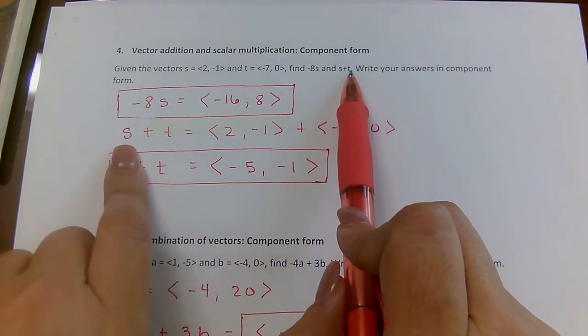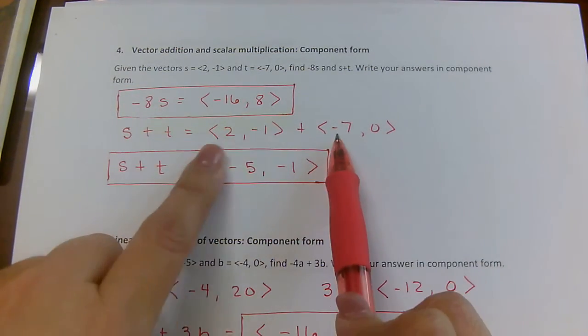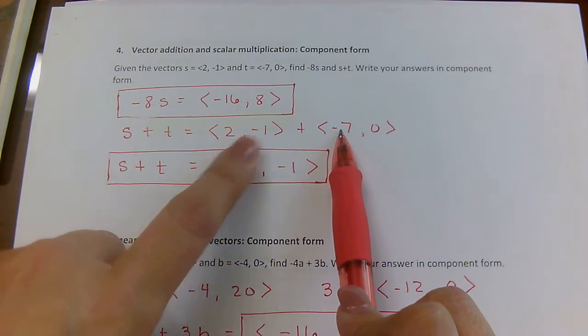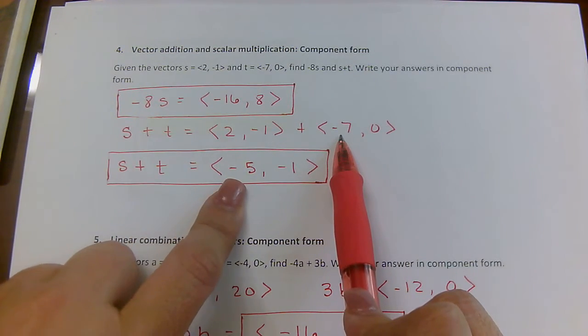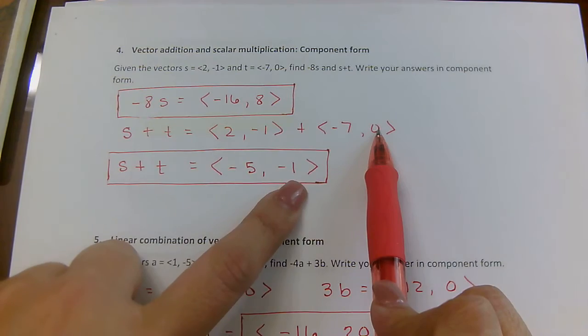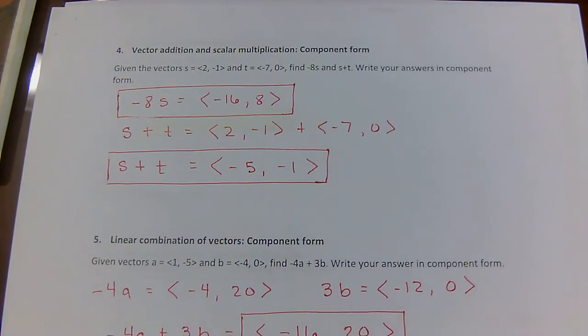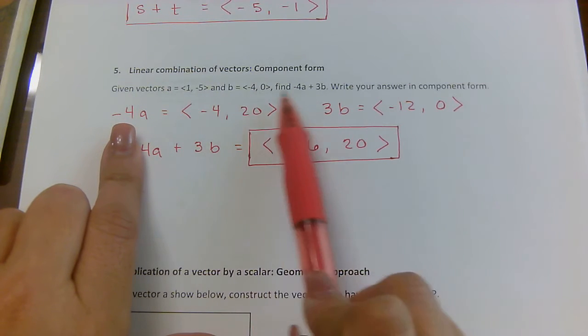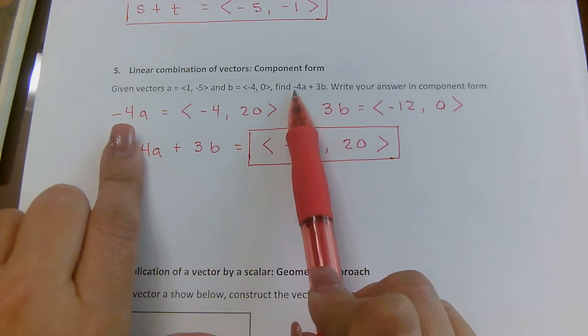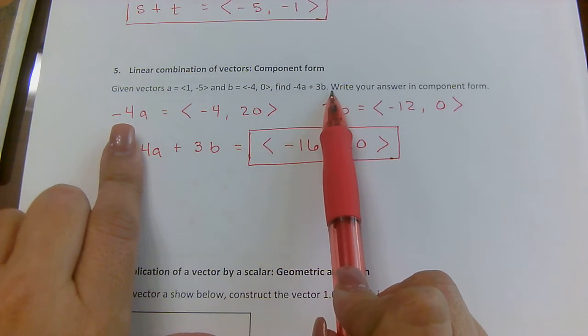When we're adding them, we're just going to add them straight. And all I'm doing is adding my X with the X and the Y with the Y. So 2 minus 7 is negative 5, and negative 1 plus 0 is still negative 1, and that will be my solution. Number 5, we're given A and B, and we're asked to find this, negative 4A plus 3B.